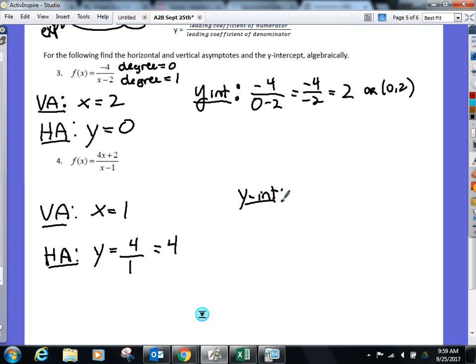We'll go with these ladies over here. How do I find the y-intercept? What's the easiest way? So 4 times 0 plus 2, 0 minus 1. What do you got for me there, ladies? -2. Yep. Again, or I could write it 0, -2.